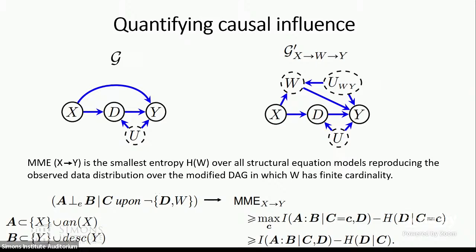Then we will be able to put a bound on MME from x to y that depends on the mutual information. So there is one bound. There are also some trivial bounds that we can put. And of course, although it would be hard to optimize over all structural equations, we can look into some specific examples and try to tighten the bounds that we already have.